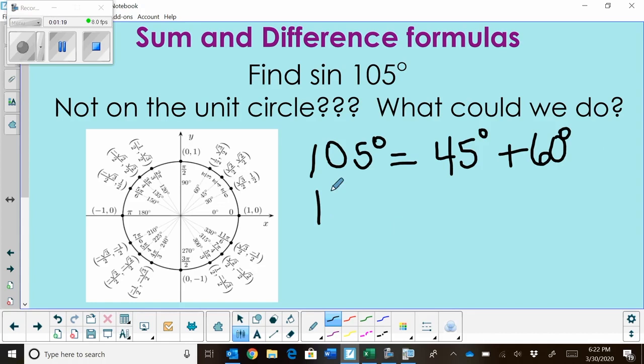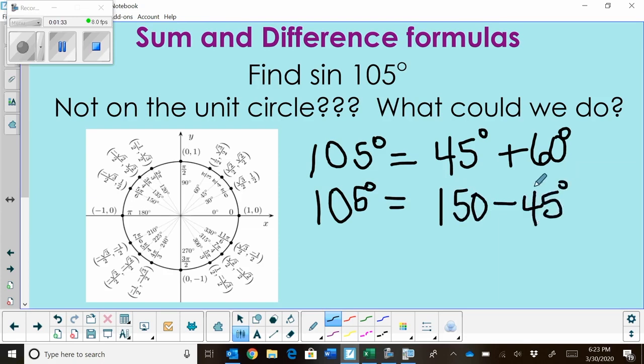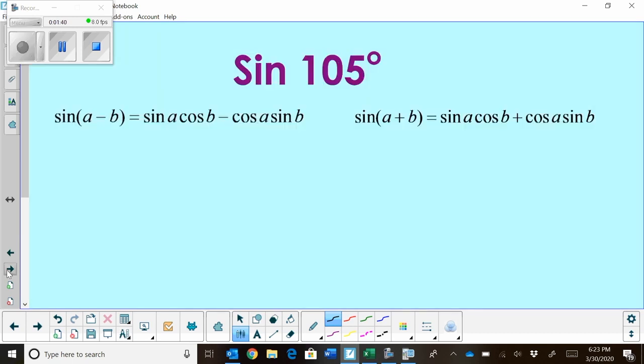We could also take 105 and make it the difference between two angles on the unit circle. So let's say 150 minus 45. And we know 150 is one of our angles on the unit circle, as well as 45. So that's what we're going to be looking at today. So let's look at our sum and difference formulas.